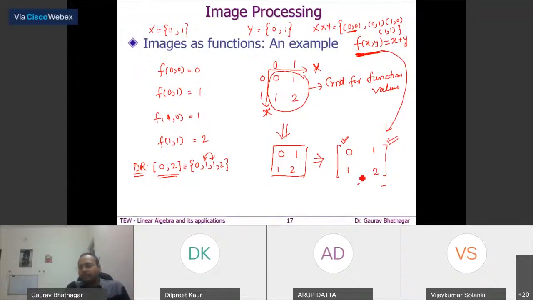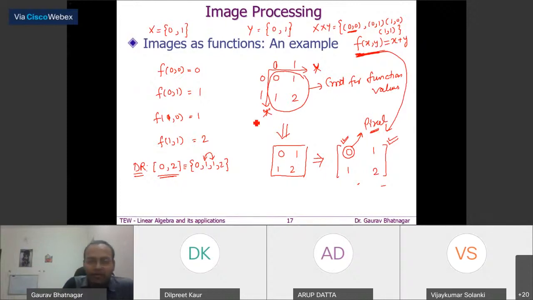Now, what are these values? These values are called the pixels of the image. So this is nothing but the pixel. In technical terms, I can say that an image is nothing but a collection of pixels. Every image is a collection of pixels, and the number of pixels defines the size of your image.